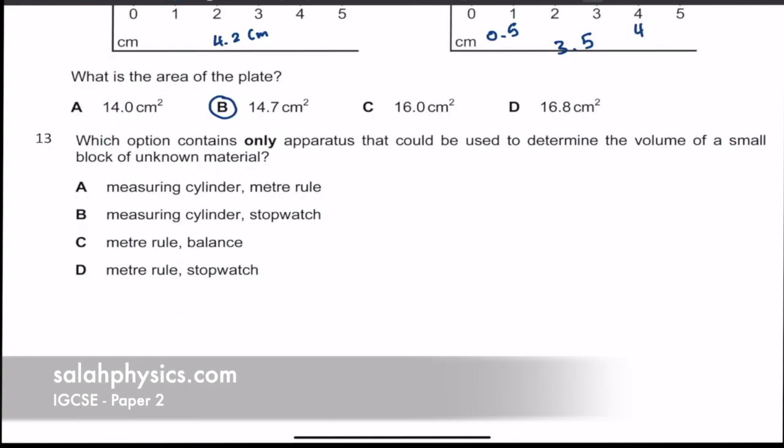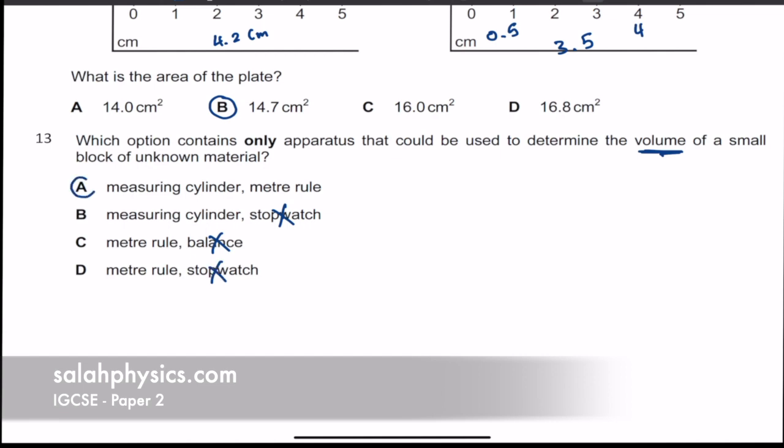In question 13, which option contains only apparatus that could be used to determine the volume of a small block of unknown material? Small block, we can use measuring cylinder or meter rule when it comes to the idea of volume here. Stopwatch, it has nothing to do with the volume. Balance, it has nothing to do with the volume unless you know the density, but it's not mentioned in the question. And again, stopwatch here has nothing to do with the volume.